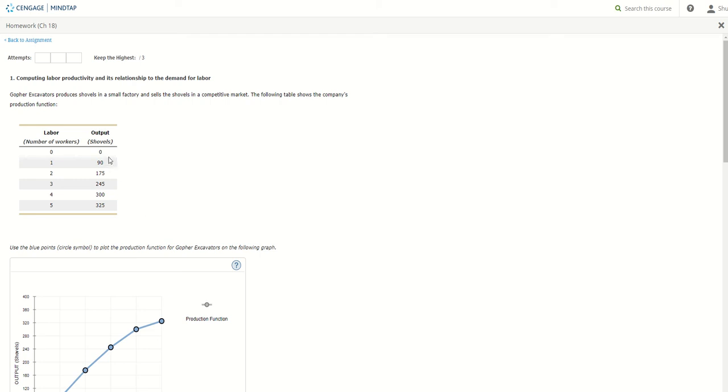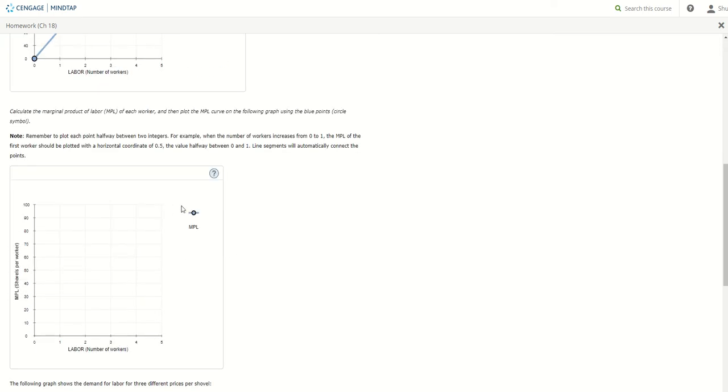So all you've got to do is just find the difference between each level of total output, that is your marginal output. So from 0 to 1, the difference is 90. So for our first one, it will be 1 and 90.